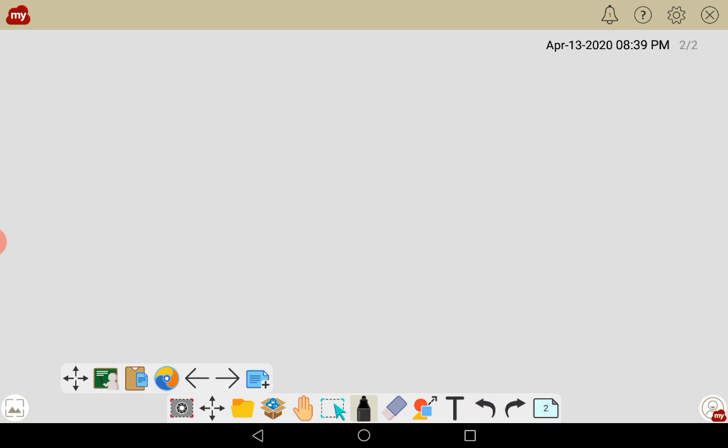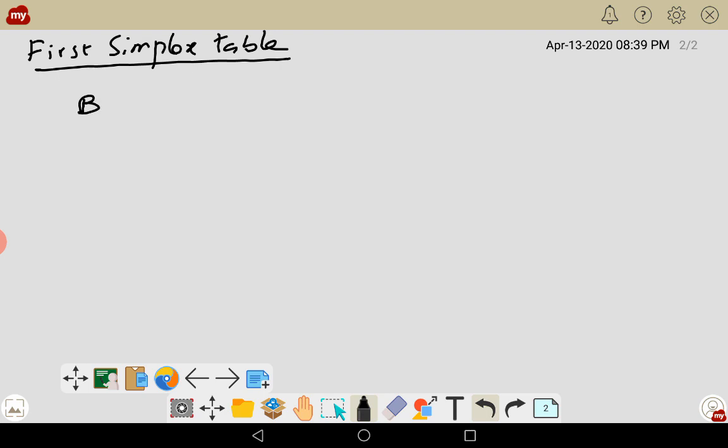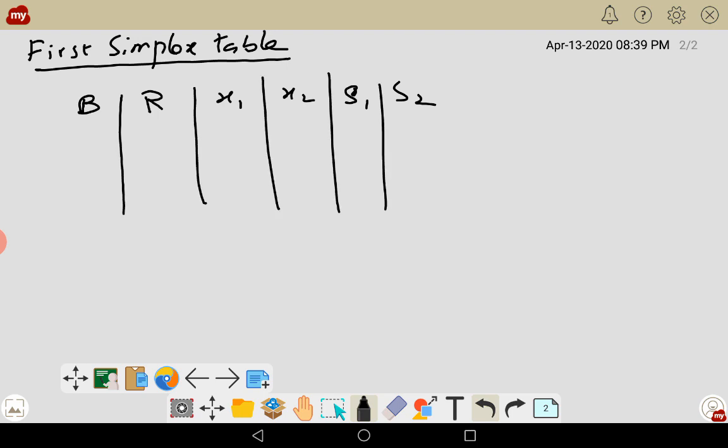We are writing now the first simplex table. We should write this table first, and you are supposed to collect all this information. I try to use the notations given in the textbook of your course. We will write b, r, x1, x2, s1, s2. See, I will give you term by term.